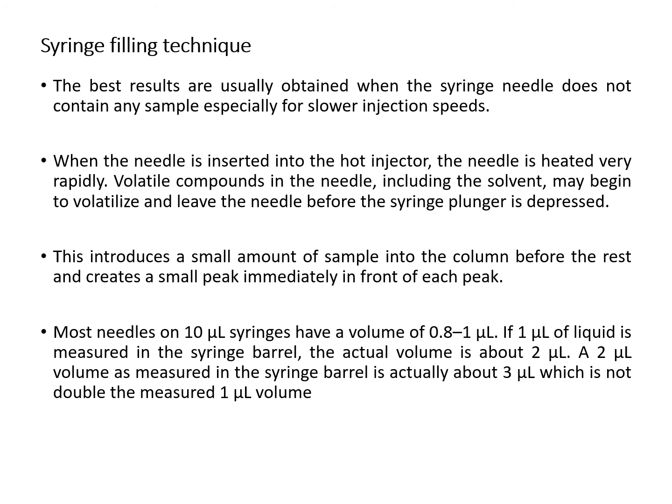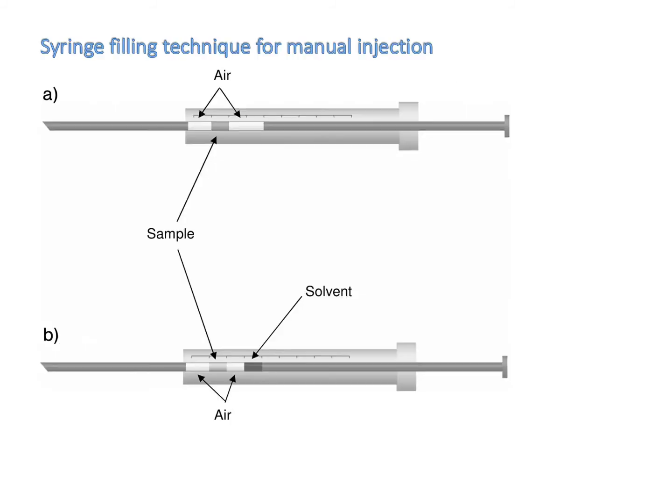Most needles on a 10 microliter syringe have a volume of 0.8 to 1 microliter. If 1 microliter of liquid is measured in the syringe barrel, the actual volume is about 2 microliter, and a 2 microliter volume as measured in the syringe barrel is actually about 3 microliter, which is not double the measured 1 microliter volume. So here is an example of the syringe filling technique for a manual injection. The air trap here, sample in the solvent, and the air is here. So this is the example.